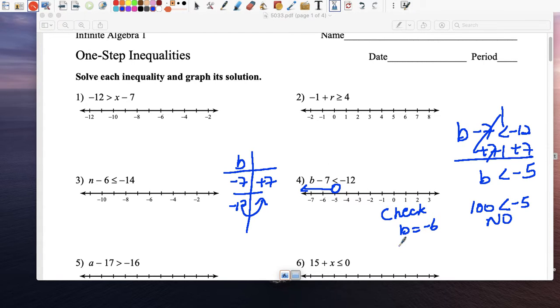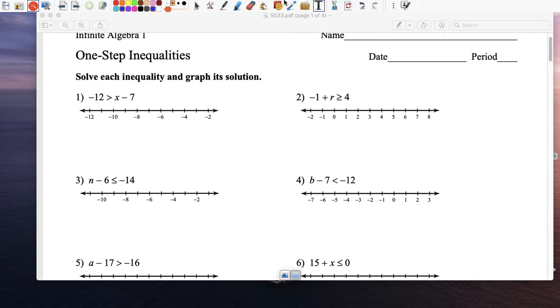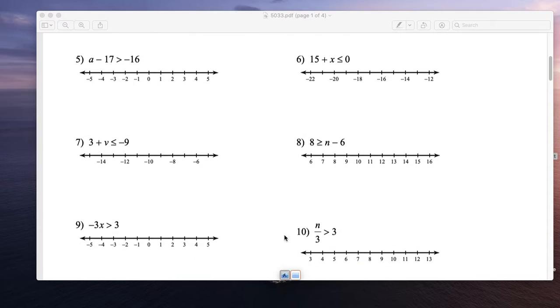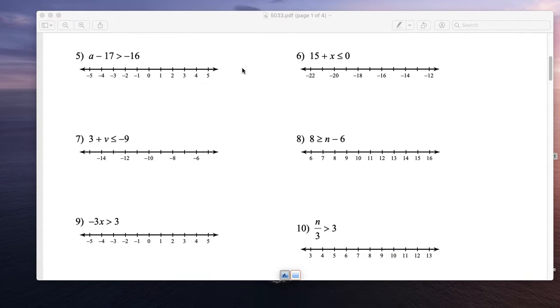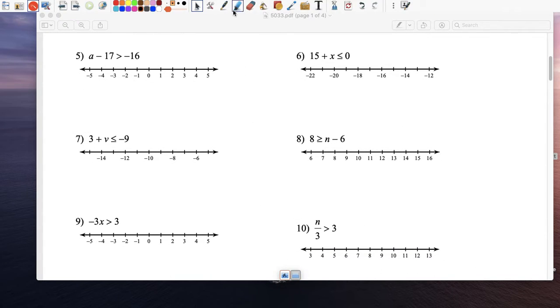And we substitute. So we have b - 7 less or equal to -12. So we switch to b. -6 minus 7 less or equal to -12. And -6 minus 7 is -13. Is -13 smaller or less than -12? Yes. Number 5. So these are all one step. Tomorrow we'll do 2 steps.